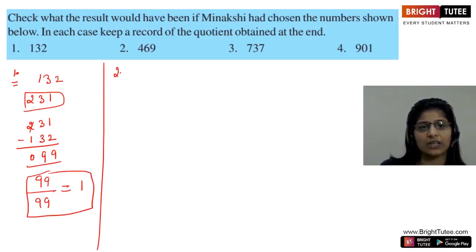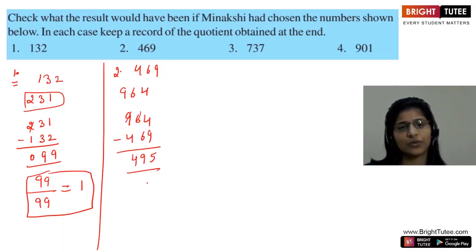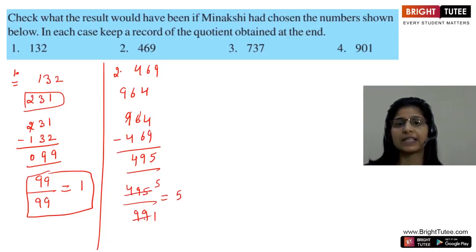Second question, the number is 469. When we reverse the digits, we get 964. So after reversing, we got 964. From 964, we're going to subtract 469. So 14 minus 9 is 5. And then here we get 5. So 15 minus 6 is 9. And 8 minus 4 is 4. 495 we get. Dividing it by 99, we get the answer as 5. It's exactly divisible. Quotient is 5.